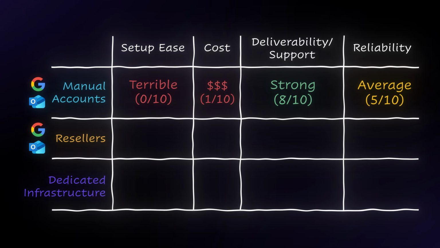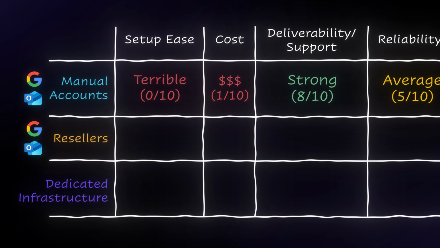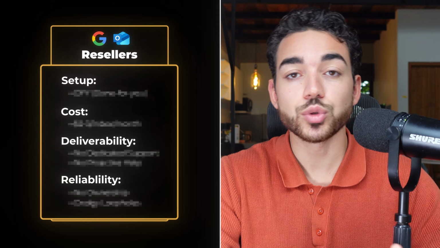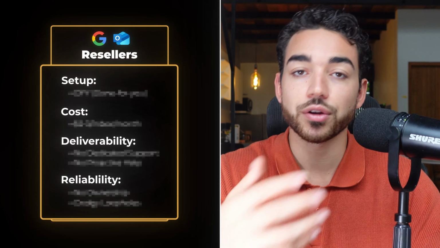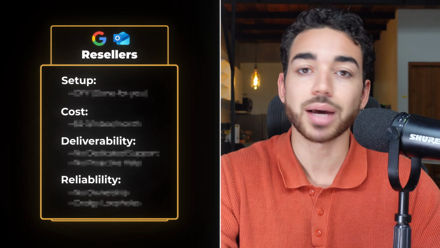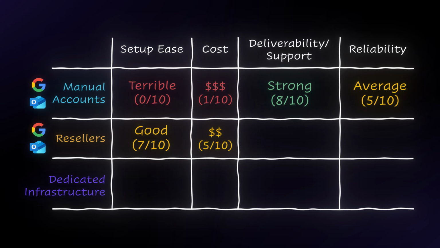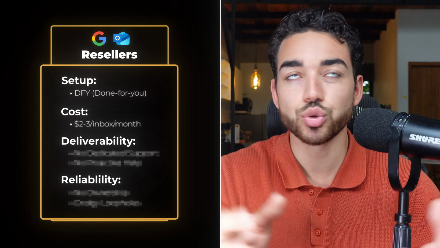The next option are Google and Microsoft resellers. Now, in comparison to the manual setup, ease of setup here is around 7 out of 10. These providers will do some sort of agency service where you fill out a form and then they deliver the inboxes within a couple of days, configuring them all for you. Pricing-wise, we're looking at 5 out of 10 points with inboxes that go as low as $2 to $3 per month usually.